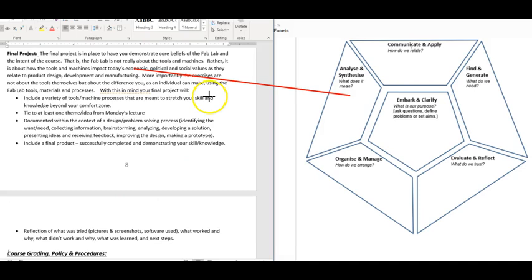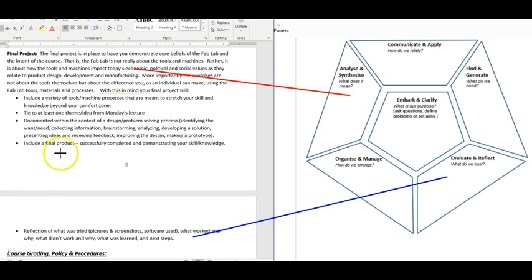this isn't what I'm asking them to do. So let's take a look at some of the easier ones to analyze right off the bat. Reflect on what was tried, pictures, screenshots, and software. So this says reflect. And so I can tie that to the Problem-Solving Pentagon to reflect and also to evaluate what they did. What did work, what didn't work, and why. So there's an alignment there. That's fine.